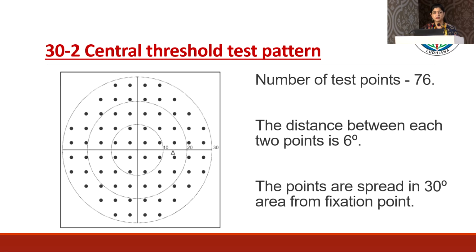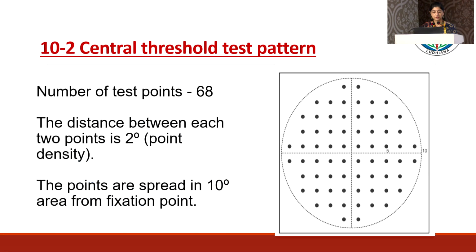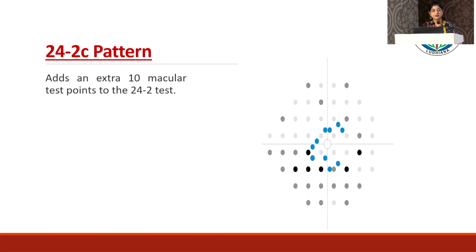Usually what we do is 30-2, where the number of points tested is 76. 24-2 is another test which is very helpful in glaucoma, and it reduces the test duration. It actually omits the temporal points in 30-2. 10-2 is usually used for macular screening in advanced glaucoma. Then you have a macular program, which is better if you want to see a macular split in advanced glaucoma. And as sir said, there is one more new entity, 24-2C, where the extra 10 macular points are added to 24-2 to look at the macular status.